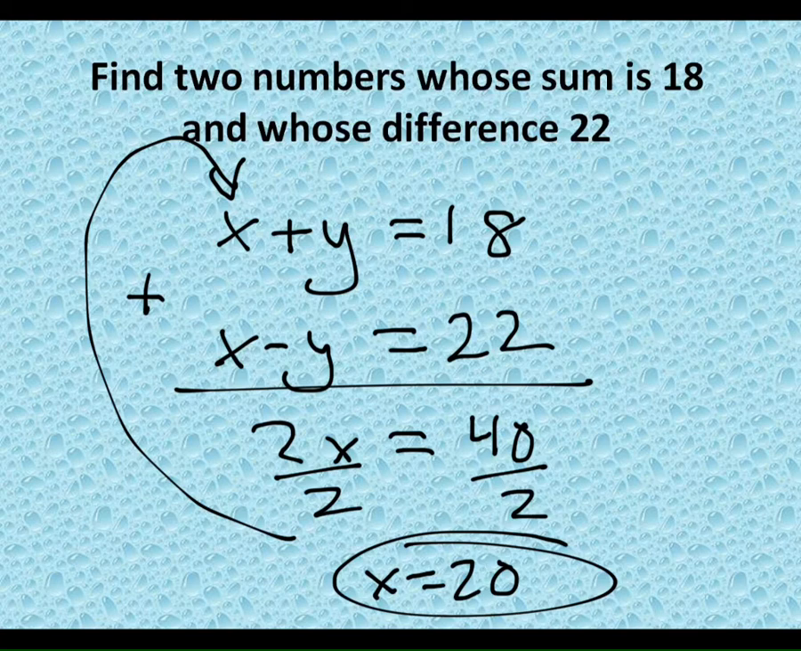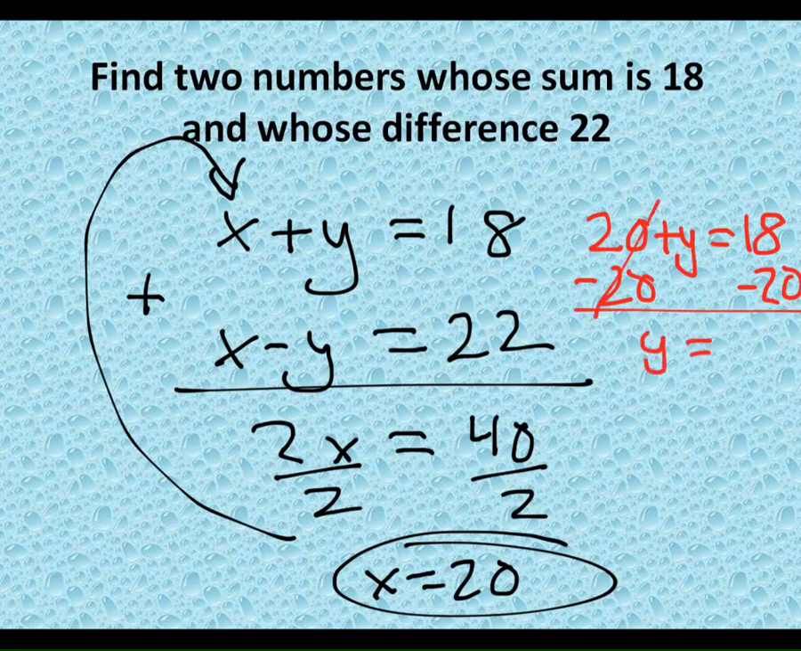Let's say we went back and plugged it in. So I plugged that x in for 20. I get 20 plus y equals 18. Solve for y, subtract that positive 20 to the other side. Y is negative 2. Then let's check our answer. If I add those together, 20 plus negative 2, I get 18. If I subtract them, 20 minus negative 2, that minus and negative become a plus, would give me 22.